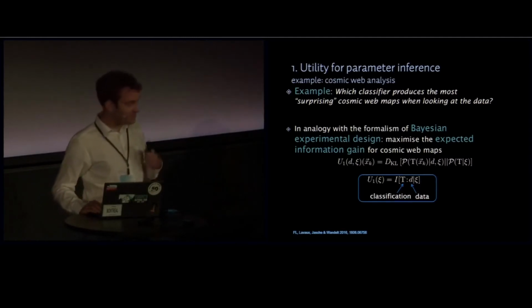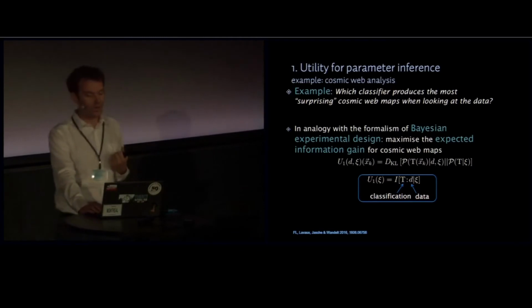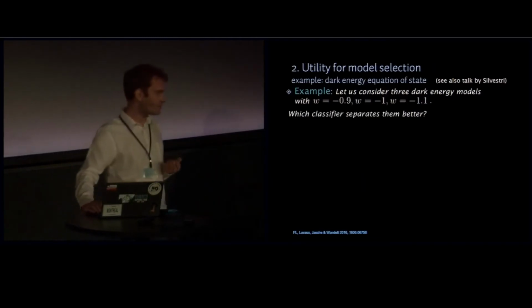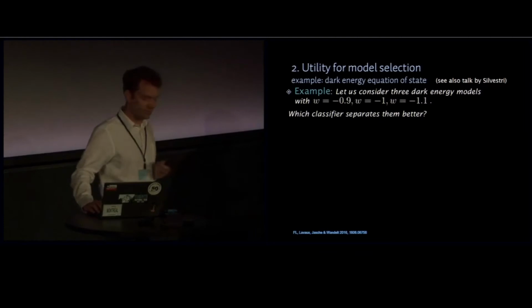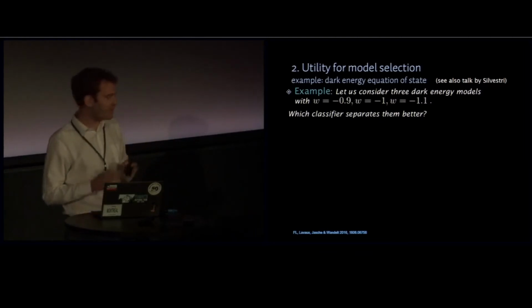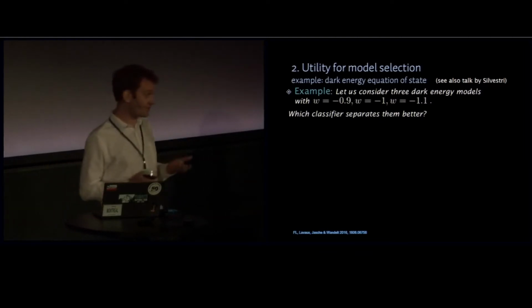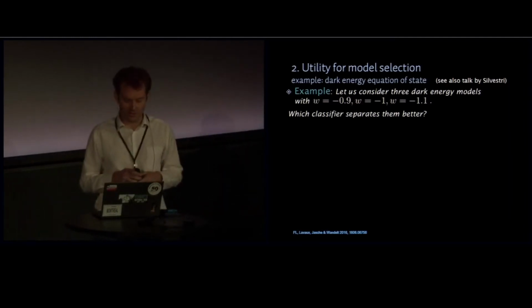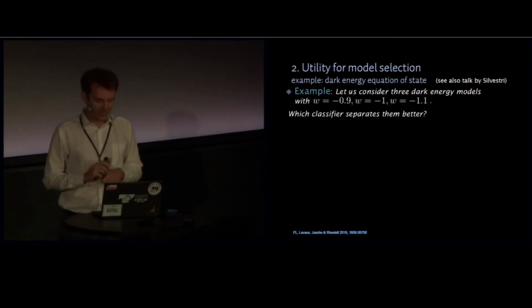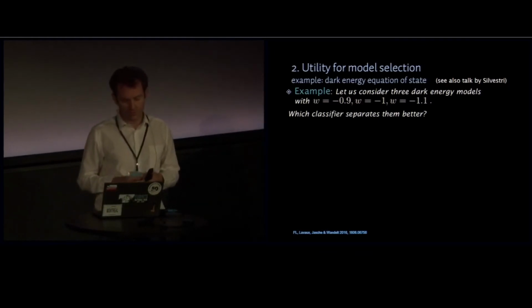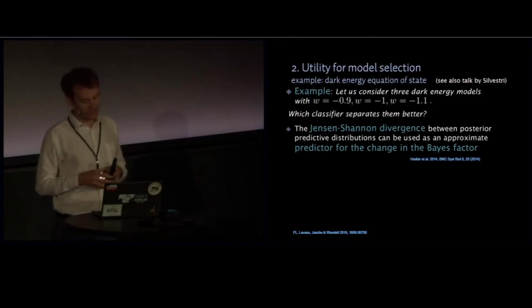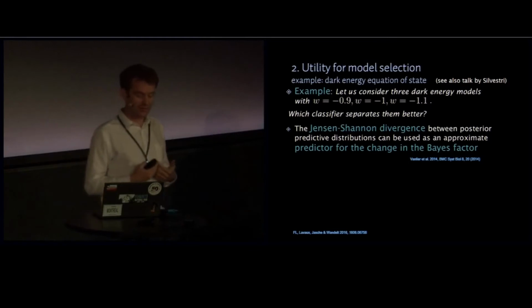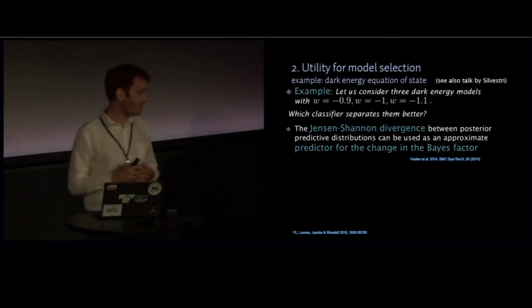Second type of problem is model selection. So typical example, the dark energy equation of state. I have different dark energy models, and I want to know which classifier will best separate the different dark energy models if I try to infer the underlying properties, so typically the dark energy equation of state. So here, the Jensen-Shannon divergence between posterior predictive distributions can be used as an approximate predictor for the change in the Bayes factor. And this change in the Bayes factor is actually what we want to look at when we do model selection.